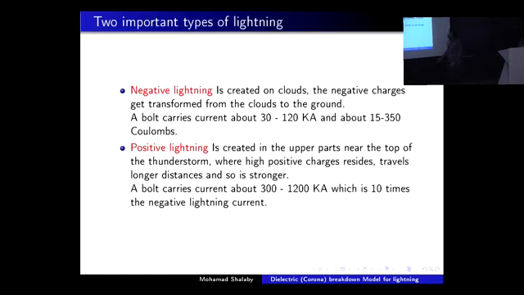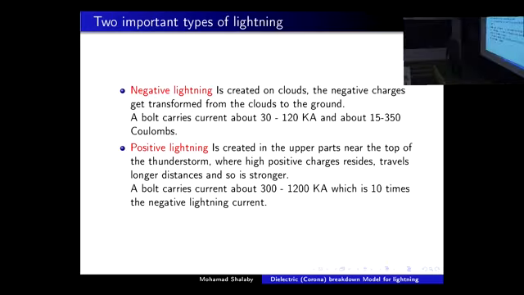So according to this, we can classify lightning into two important categories: negative lightning and positive lightning. Negative lightning mainly occurs by transfer of charge from the clouds, the lower part of the thunderstorm, to the ground, and the current is around 30 to 120 kiloamperes and carries a quantity of charge ranging between 15 to 350 coulombs.